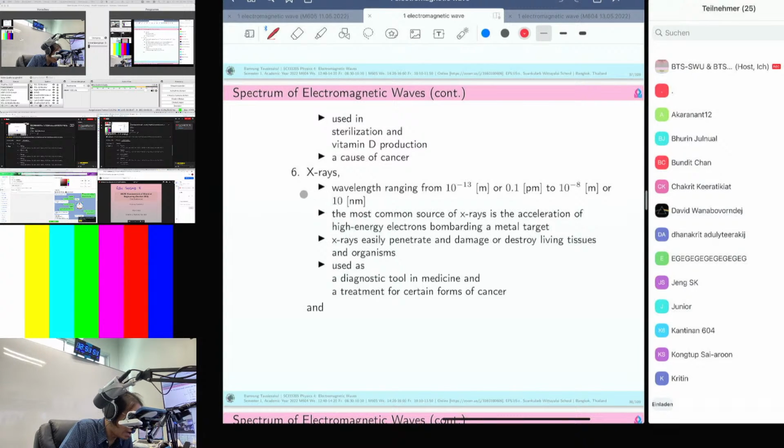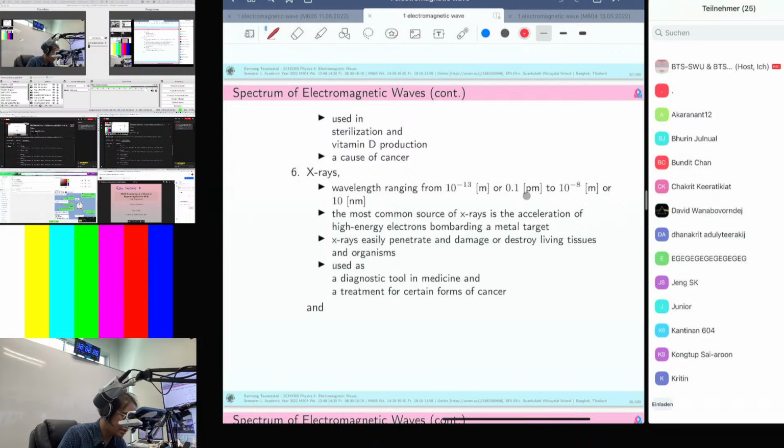Okay, now let's talk about X-ray. X-ray is maybe quite familiar to us because you may have heard the word X-ray when you go to the hospital to see something in your chest, right? Yes, X-ray has the wavelength from 10 to the negative 19 meter, or in terms of appropriate scale, it's called 0.1 picometer.